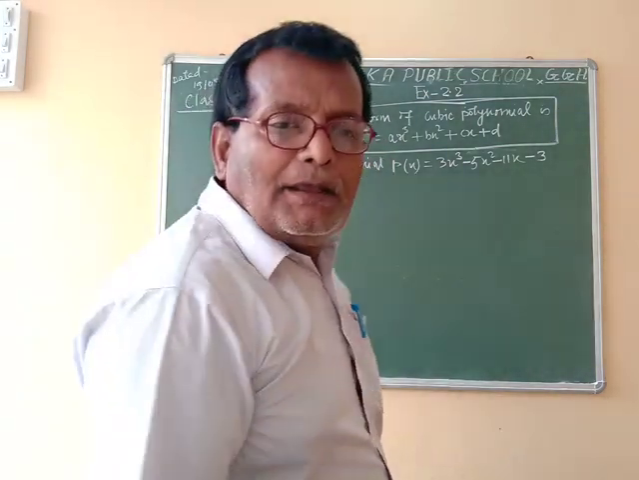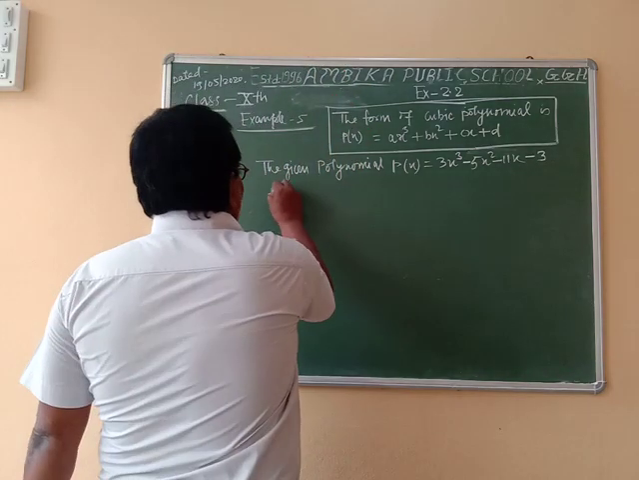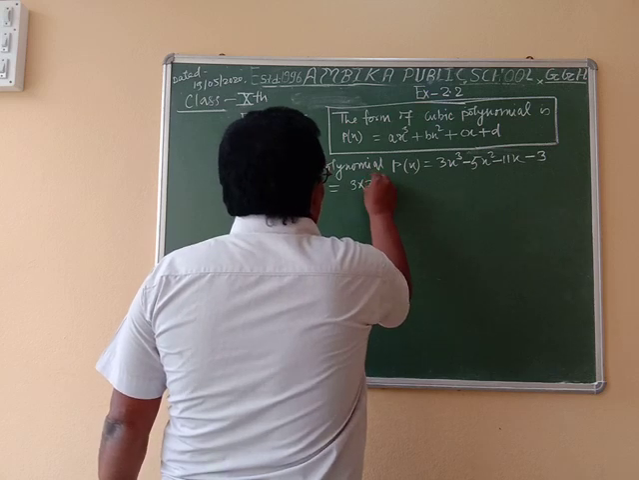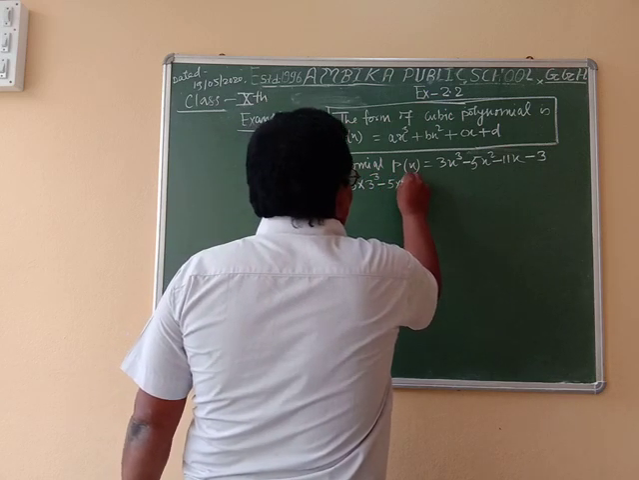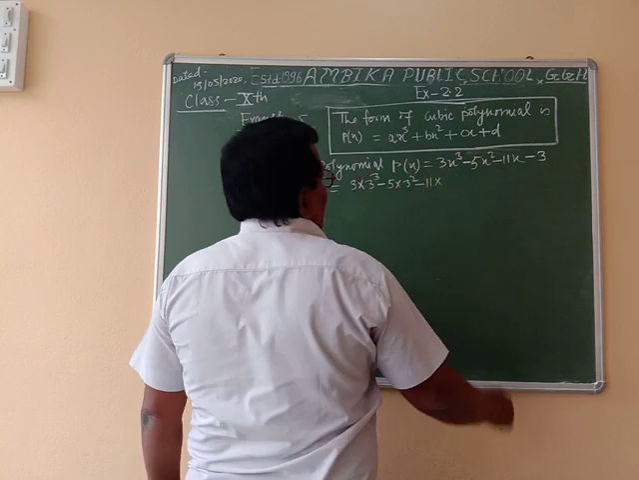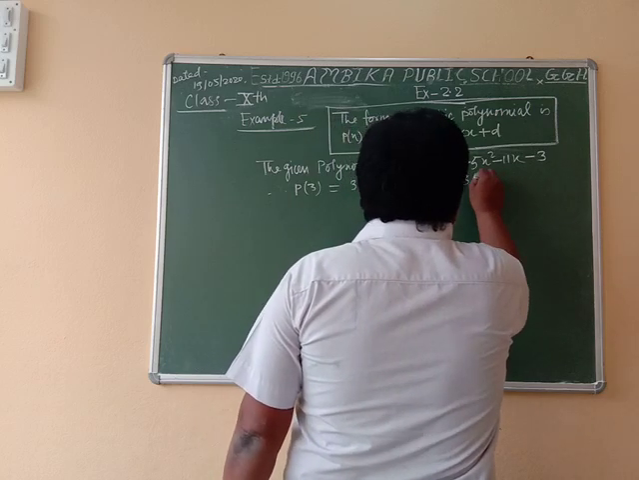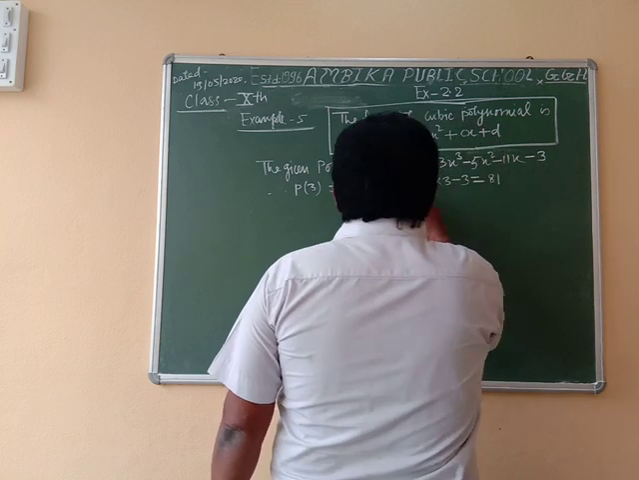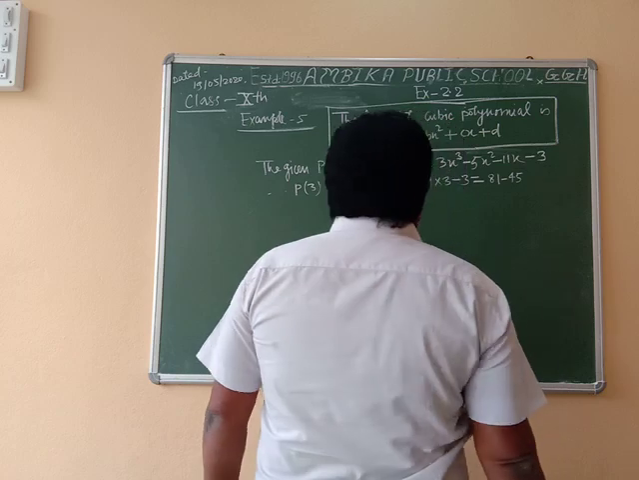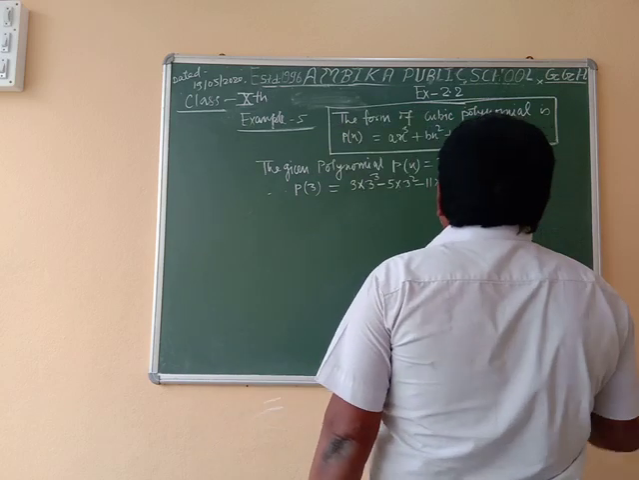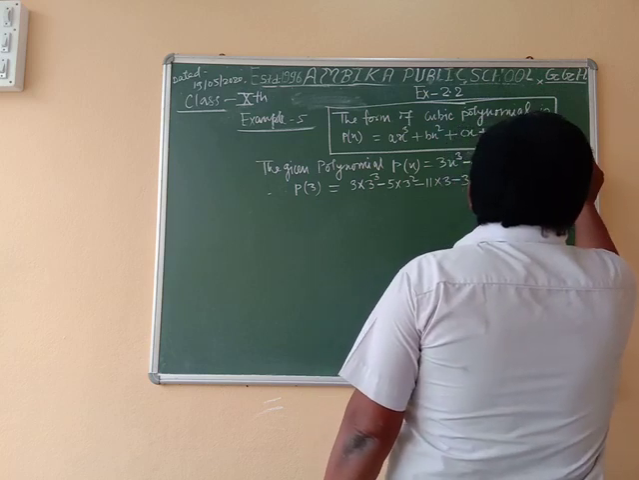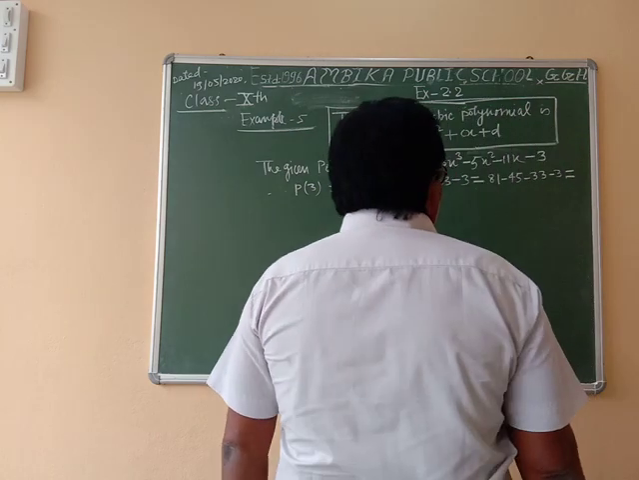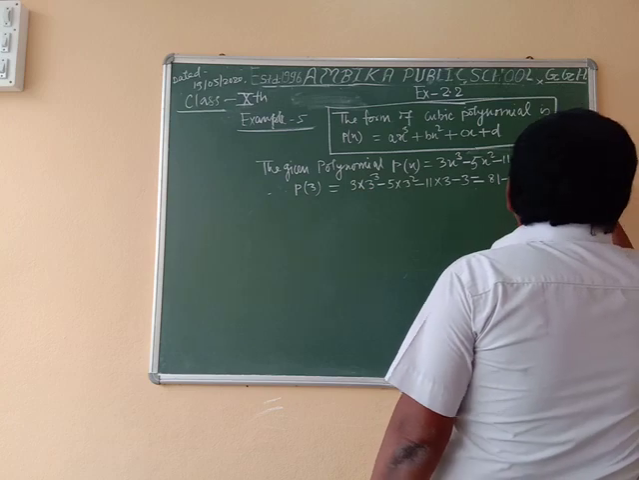So we put at first 3 in place of x. p3 is equal to 3 into 3 cube minus 5 into 3 square minus 11 into 3 minus 3, which is equal to 81 minus 45 minus 33 minus 3. We get p3 equal to 0.